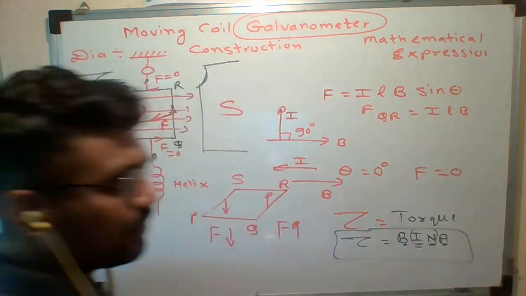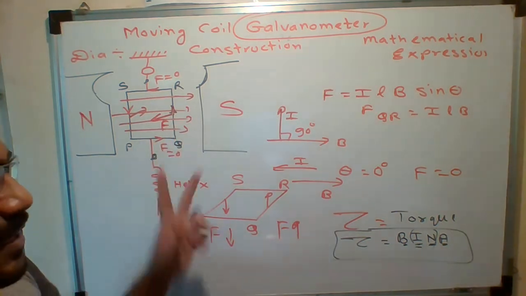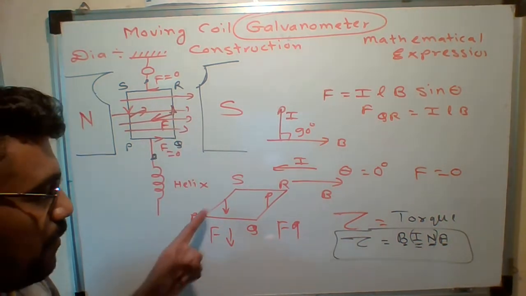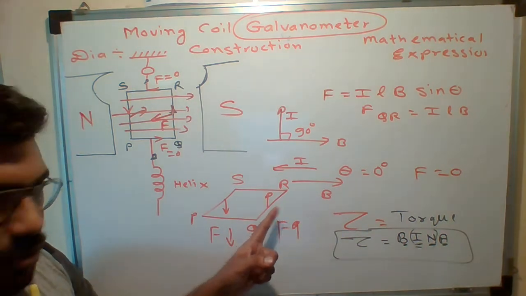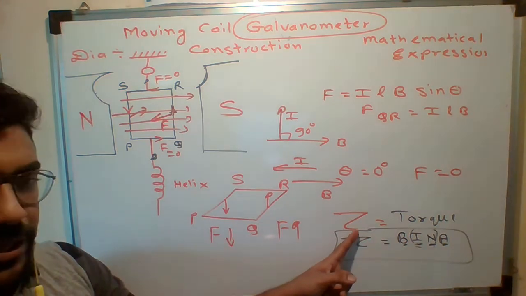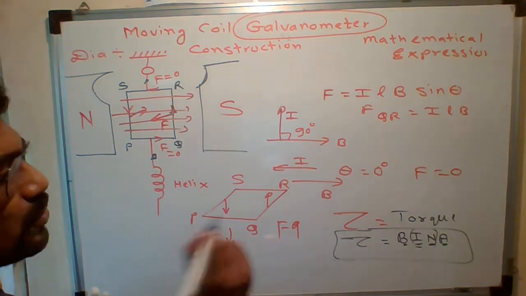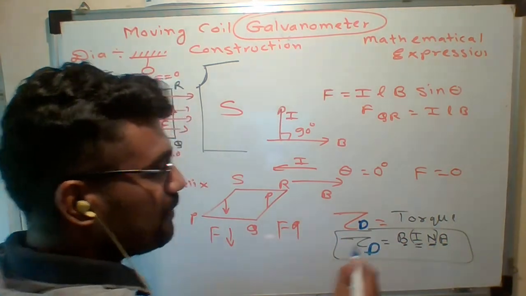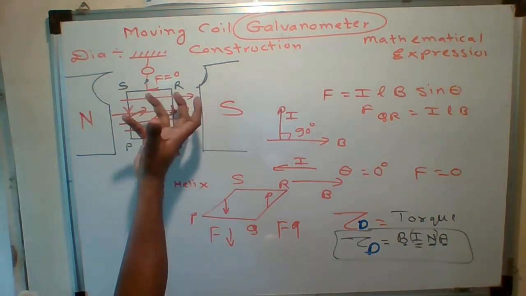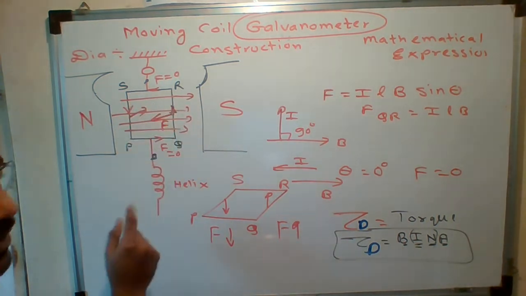Remember this. So students, let me explain again. Due to this current, there are two equal and opposite forces acting on the arms PS and QR. Due to these two equal and opposite forces, torque will be generated. That torque is called deflecting torque. So we will name this torque the deflecting torque. So what will happen? The coil is going to move, the coil will start to rotate.